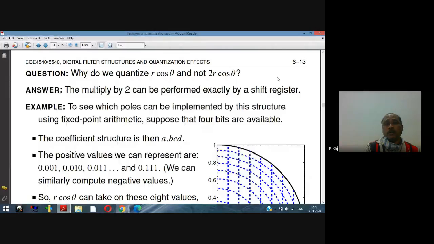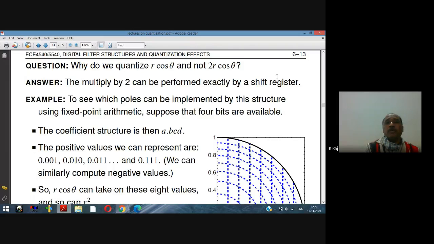Why do we quantize the r cos theta and not the 2r cos theta? The multiplication by 2 can be performed exactly by a shift register. If we are trying to multiply by 2, then it means we are trying to shift the value with the help of the shifter or the shift register.